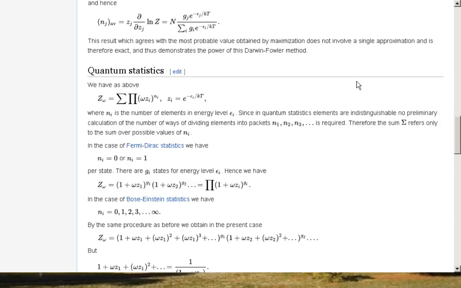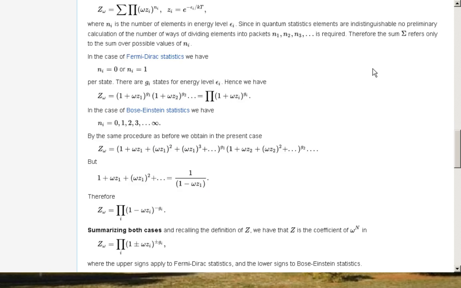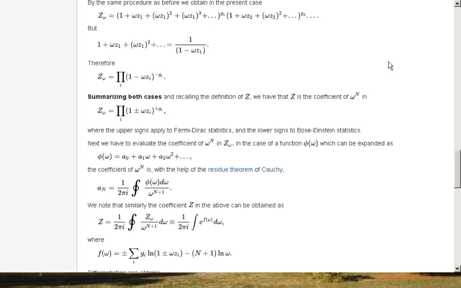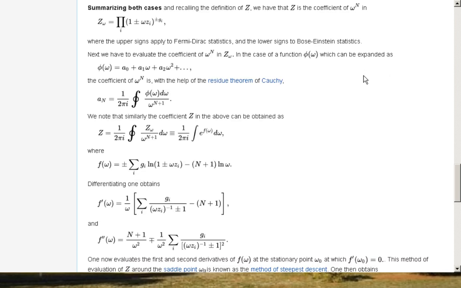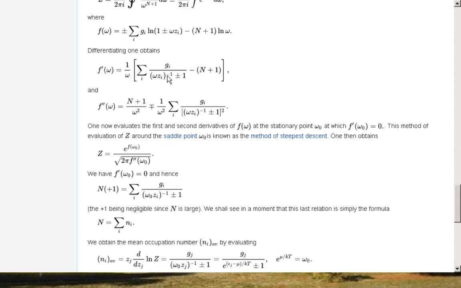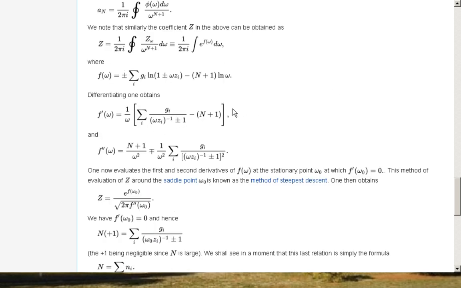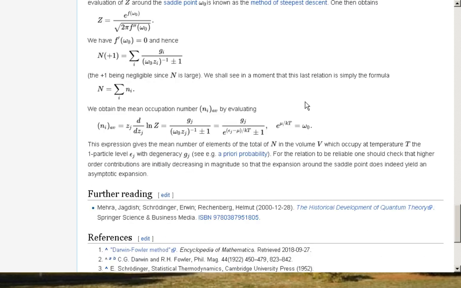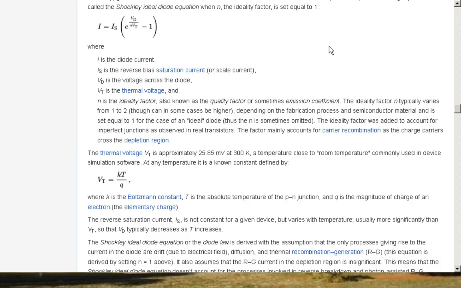Quantum statistics. Bose-Einstein statistics. Summarizing both cases. Somebody knows what they're doing with math here. These are integrals, double integrals. This is summation. You add points from point A to point B. There's a lot of math here. Method of steepest descent. So that's a little bit complicated.